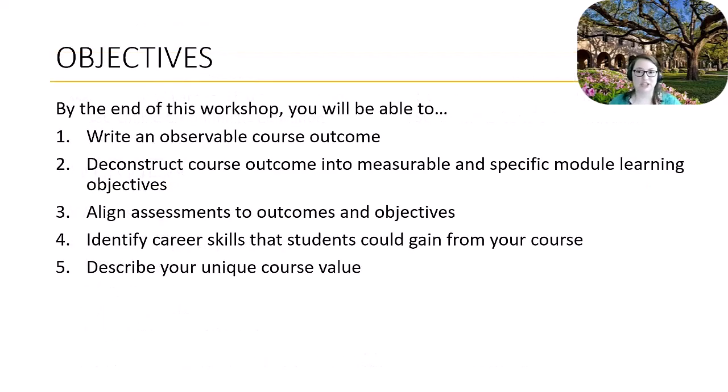So by the end of this session, we are hopeful that you will be able to write an observable course outcome, deconstruct that outcome into measurable and specific module learning objectives, align those to assessments, and then identify career skills that students could gain from your course so that they could learn how to articulate that in their future employment opportunities. And we also want you to think about and be able to describe your unique course value.